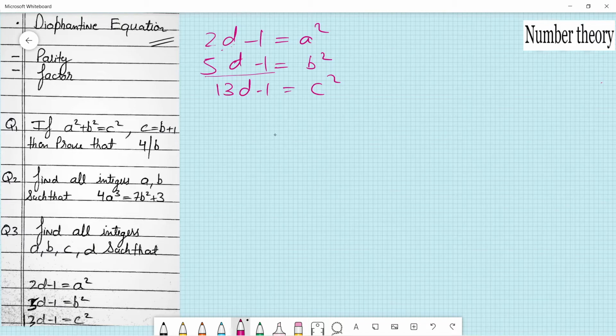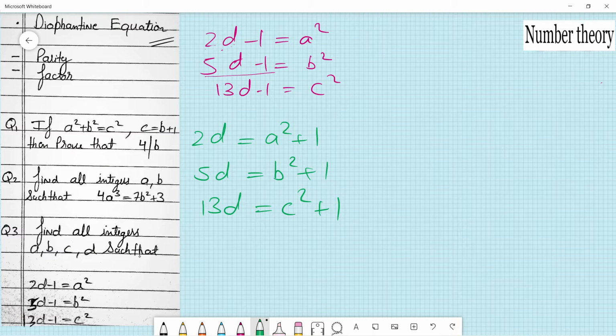From here, what can we do? First, let's take this 1 on the right hand side. So let's write this equation again in this form: 2d equals a square plus 1, 5d equals b square plus 1, 13d equals c square plus 1. Okay, from here we see this left hand side is even. So this term also has to be even. But this is odd. Now for this term to be even, this has to also be odd. So from here we get a is odd.